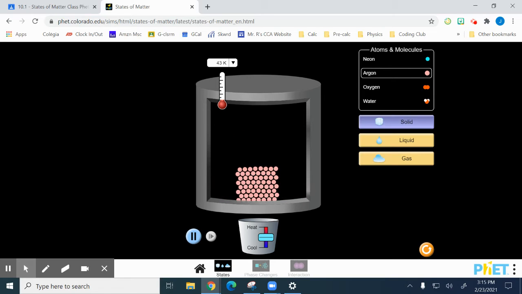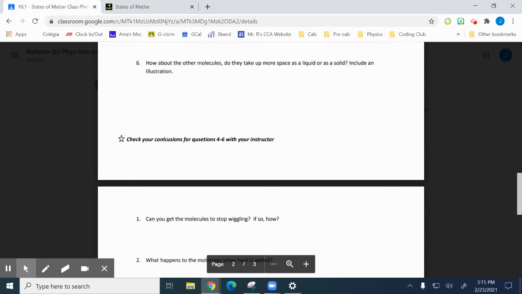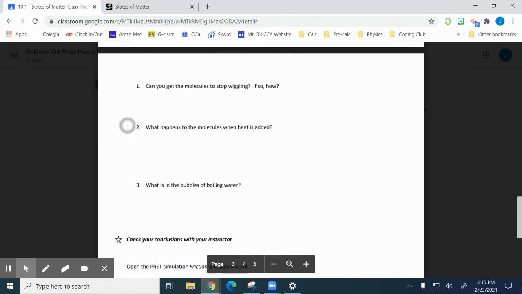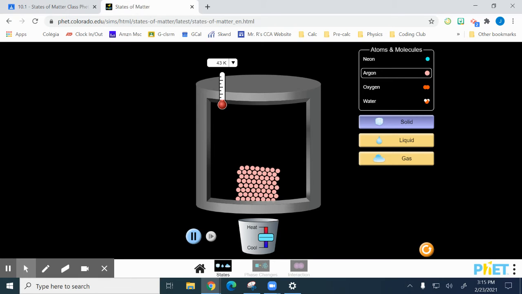That's quite a bit more space than our solid, right? For argon. So can you get the molecules to stop wiggling? Well, you'd have to take away all their energy. See this thermometer up there? It says 43K. So that's the Kelvin scale.